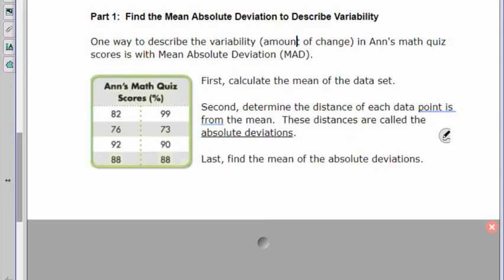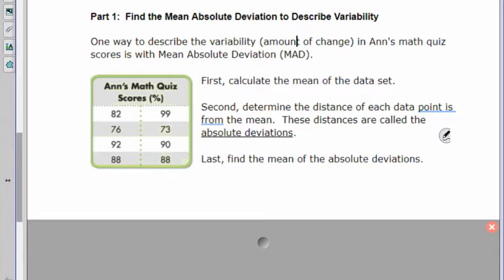So here we go. We've got some math quiz scores from Anne. She's got an 82 and 99. Awesome. 76, 73, well, 92, 90, 88, 88. Those are all respectable. We want to know how much her test grades vary, how much they change. Are they kind of close to each other, or are they really all over the place?